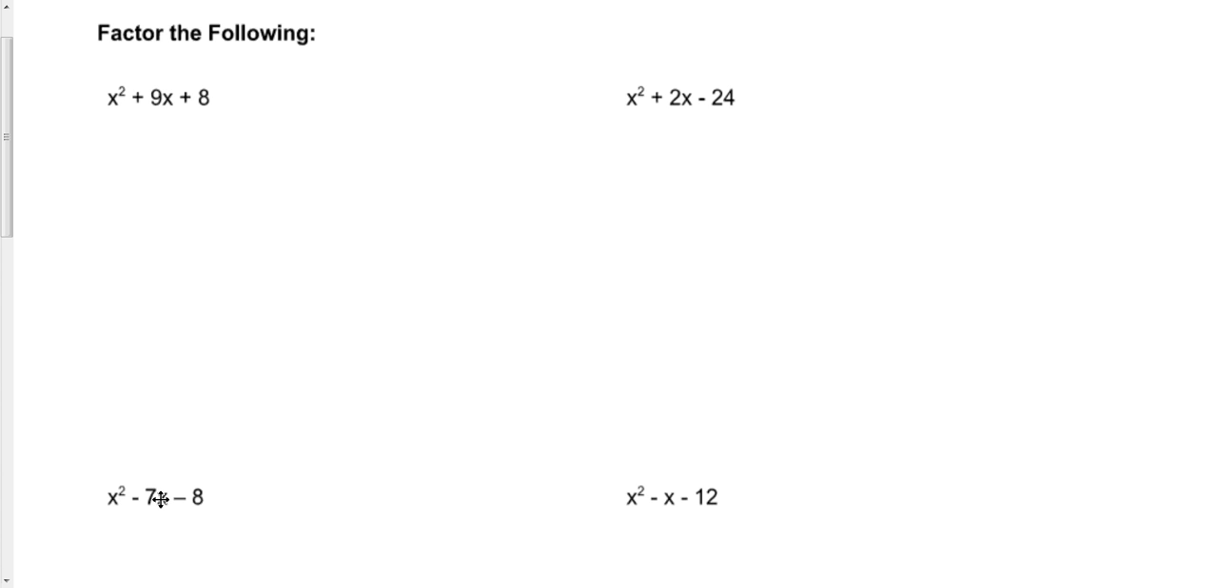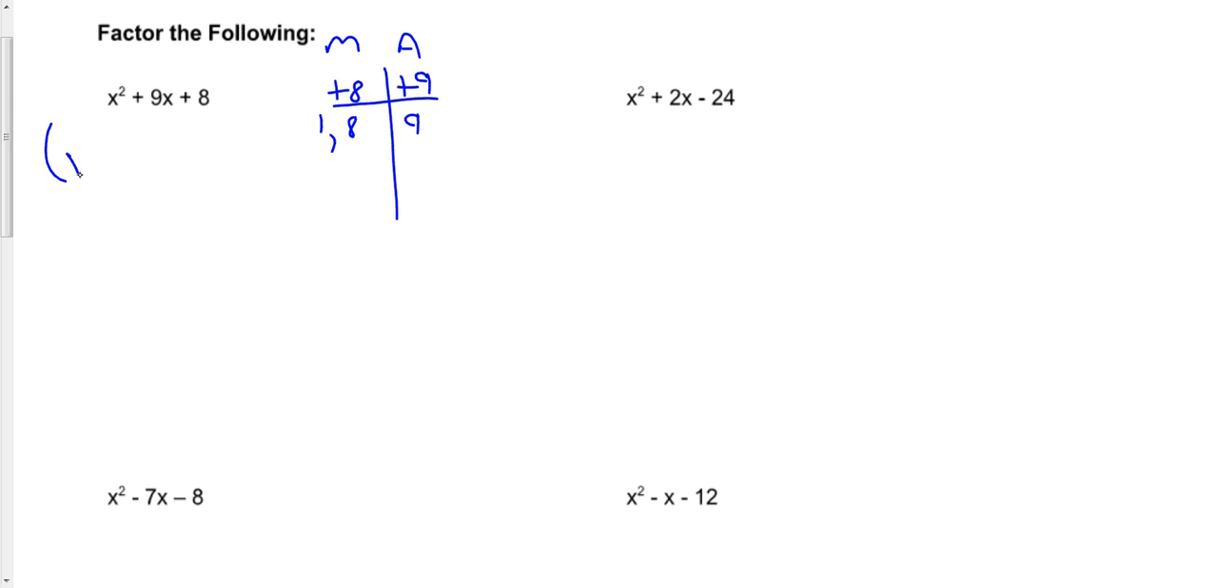So again, we have to look for two numbers that are going to multiply to, in this case, positive 8, and they have to add to positive 9. So again, I'm going to look through all the factors of 8. So 1 times 8 equals 8, and 1 plus 8 equals positive 9. So hey, I just found it. Okay. So sometimes it can be very quick and doesn't take you very long. Other times it's a bit more tedious.